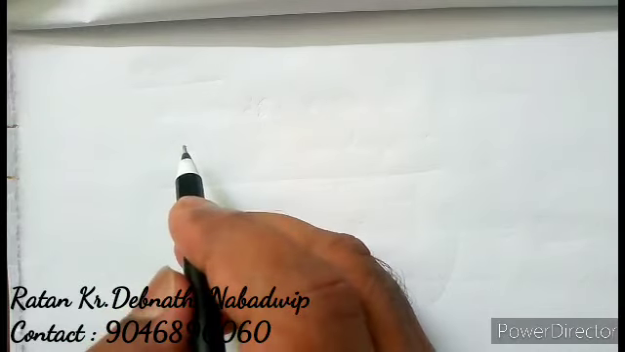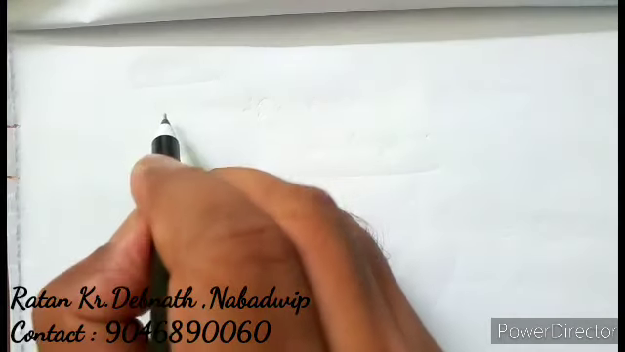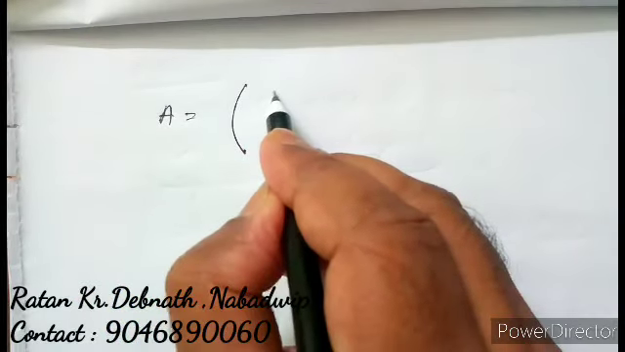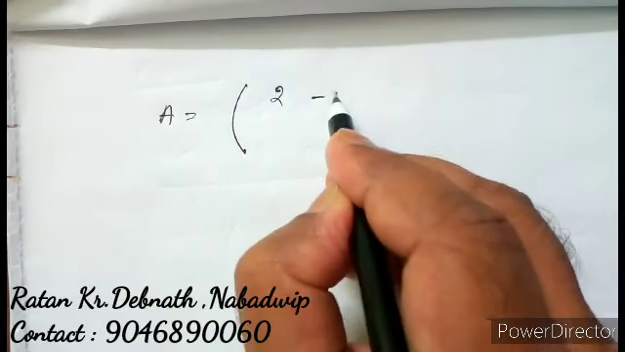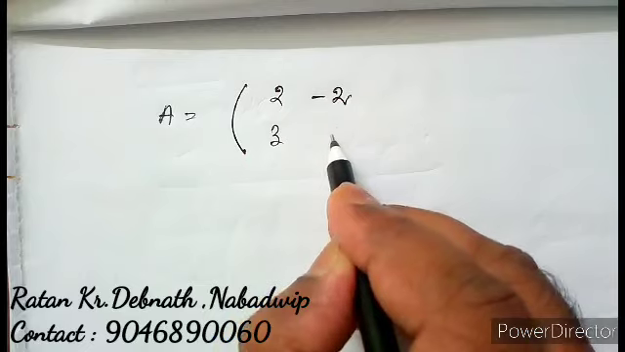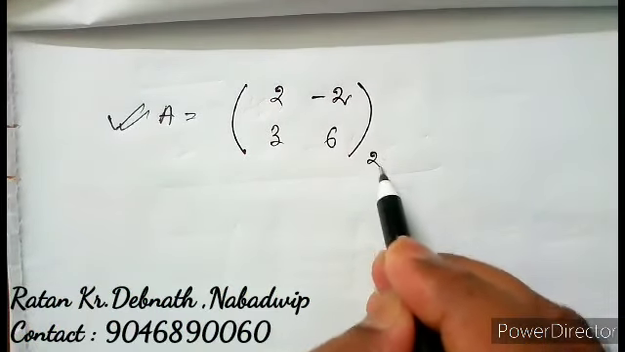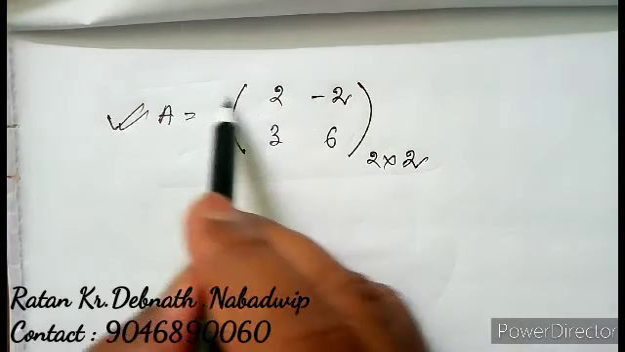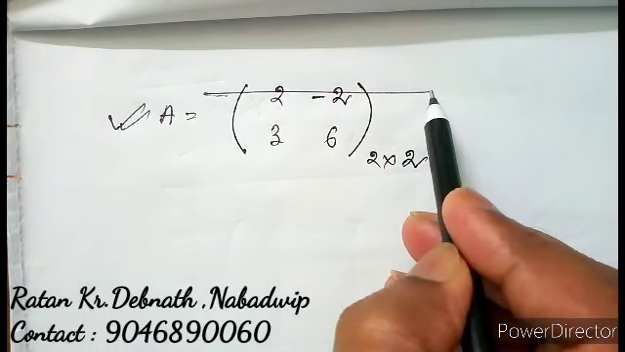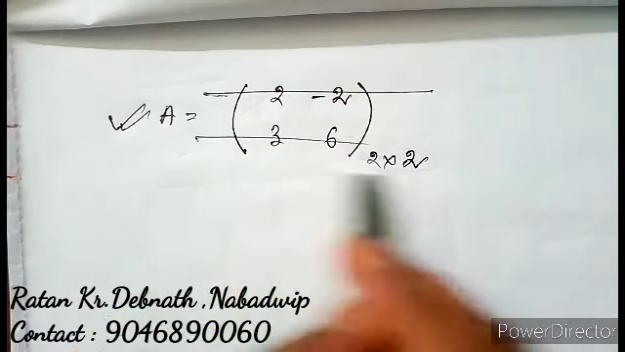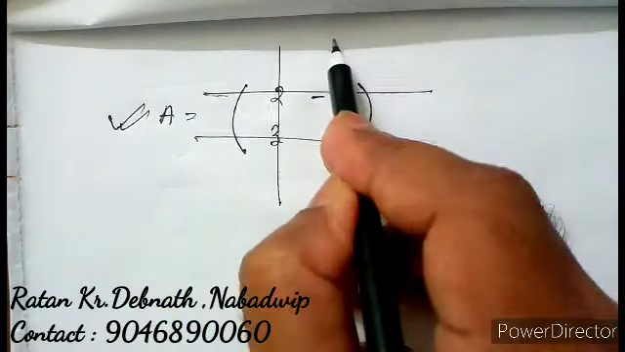Matrices are generally denoted by a capital letter. Like a matrix can be written as 2, minus 2, 3 and 6. So this is a 2 cross 2 matrix because there are 2 rows, first row, second row, and first column and second column.